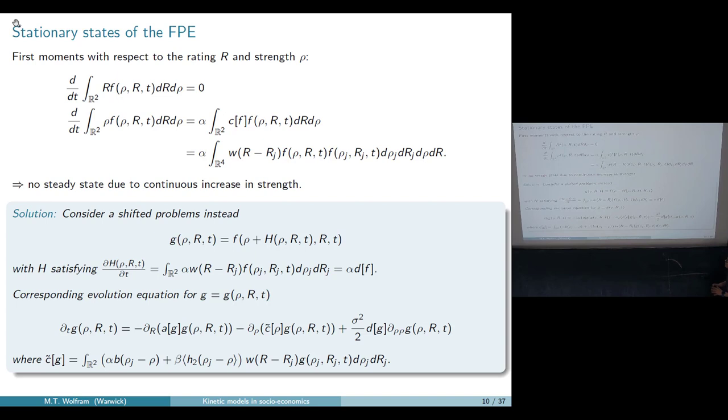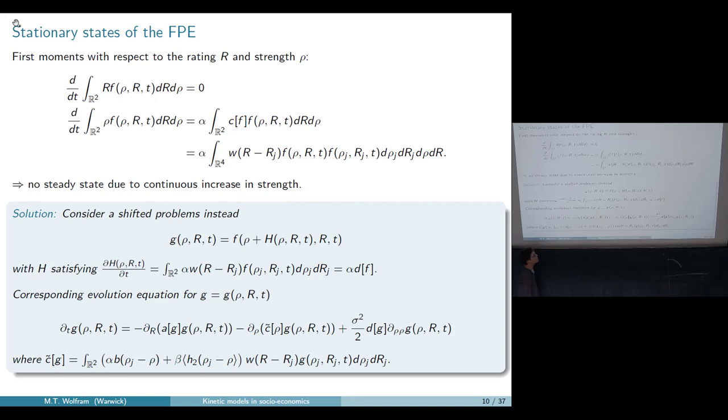We try now to rescale the system in such a way that we just shift it, because it's translation invariant in the original formulation. Let's see what we can say about the shifted subproblem. The moments with respect to the rating are not changing, but the moment with respect to the strength is positive, it's increasing.